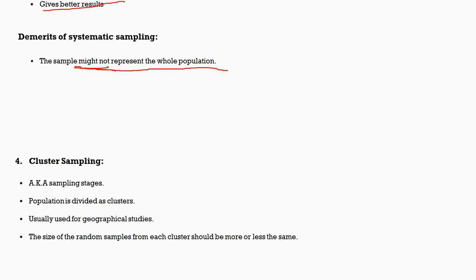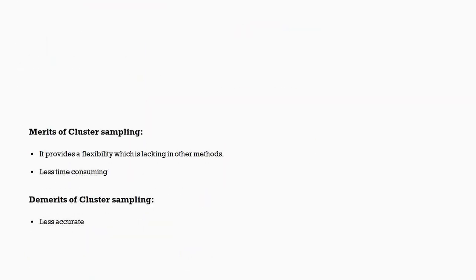So next one is the cluster sampling. Cluster sampling is also known as sampling stages. What we do here is we divide the population into clusters and then randomly we pick the samples from each cluster, and also the size of the sample and the cluster should be more or less the same. Over here we use this type for geographical studies. So moving ahead, we will see the merits and demerits of cluster sampling.